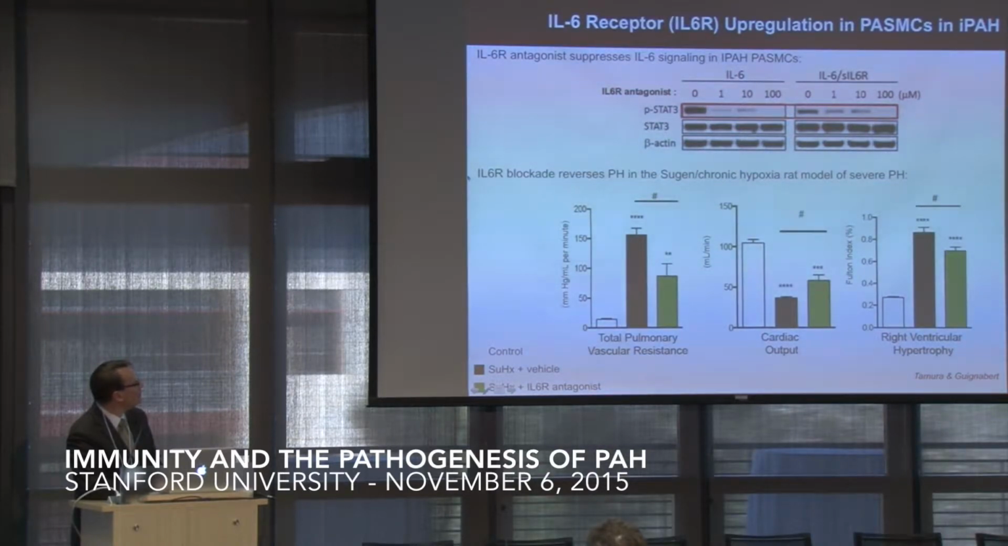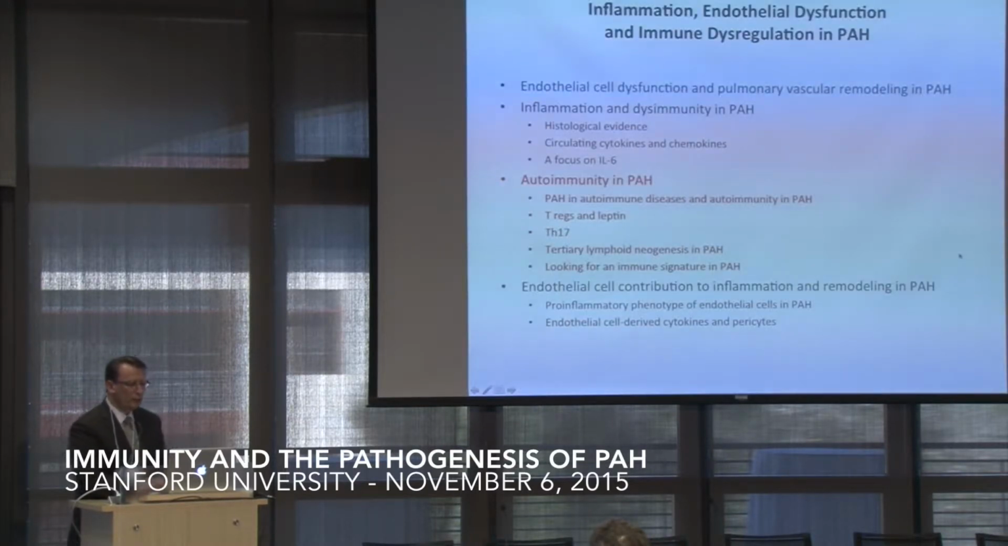And most recently, we have shown that interleukin-6 receptor blockade with a monoclonal antibody reverses established pulmonary hypertension in the Sugen chronic hypoxia rat model of severe pulmonary hypertension. You see here the decrease in pulmonary vascular resistance, increase in cardiac output, and improvement in right ventricular hypertrophy. So altogether, this was a flavor of cells and cytokines with a focus on interleukin-6.